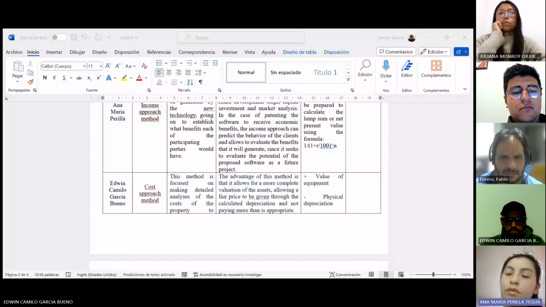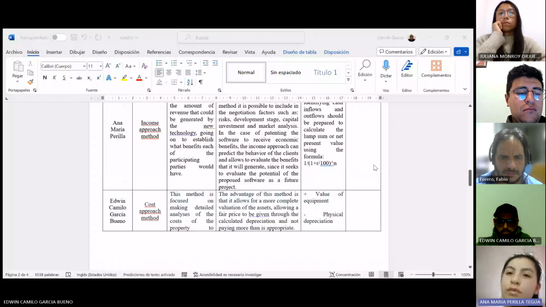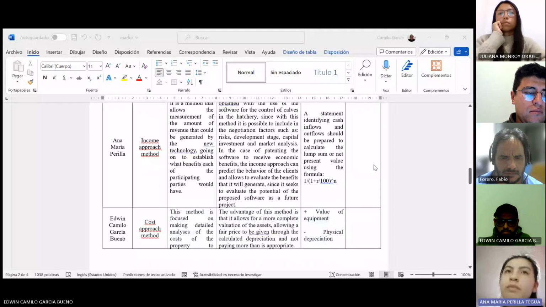Mathematical formula: a statement identifying cash inflows and outflows should be prepared to calculate the lump sum or net present value using the formula.